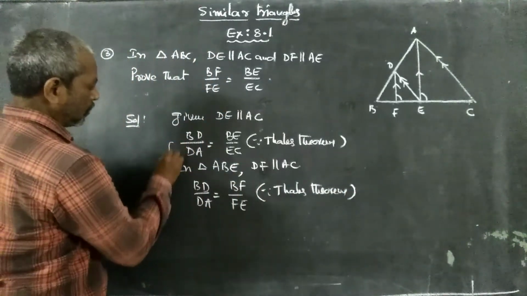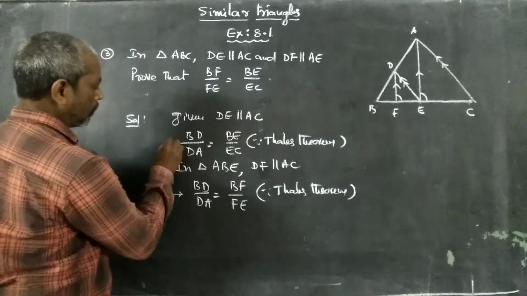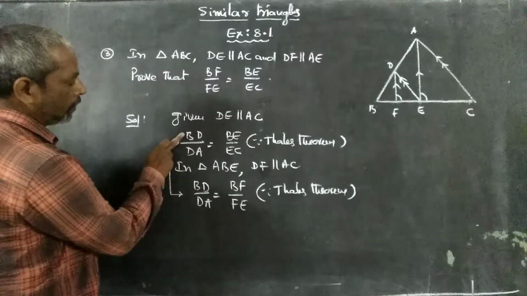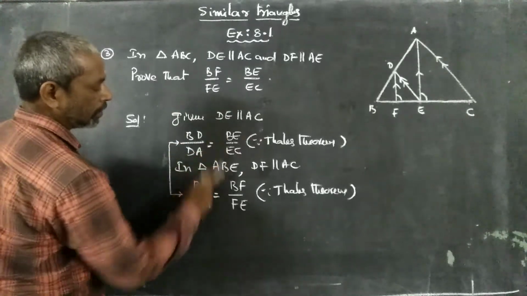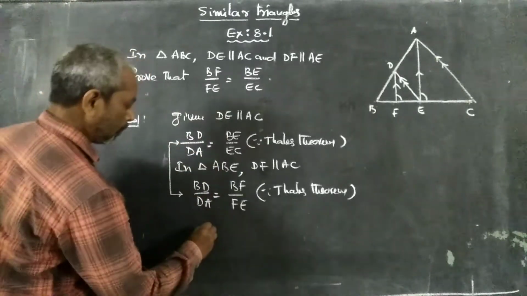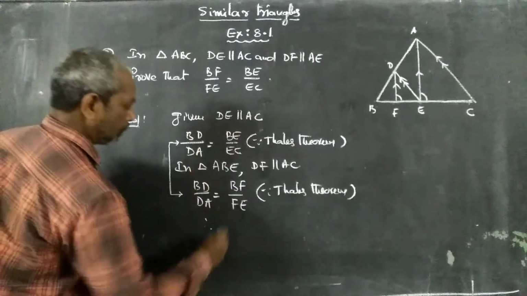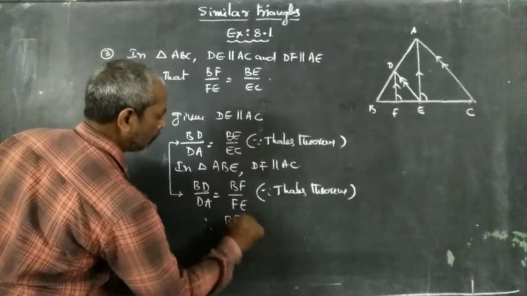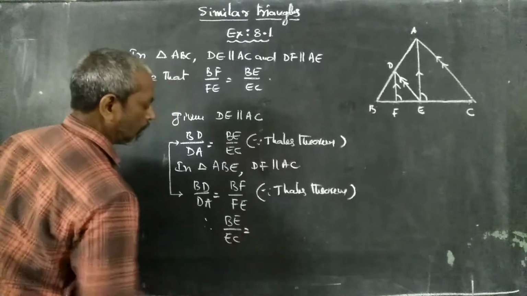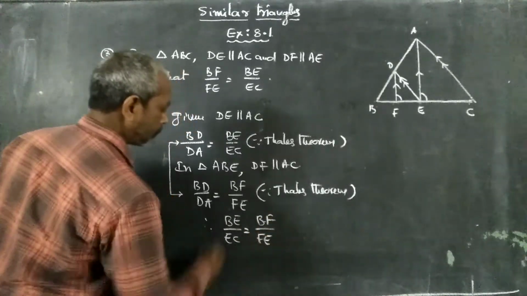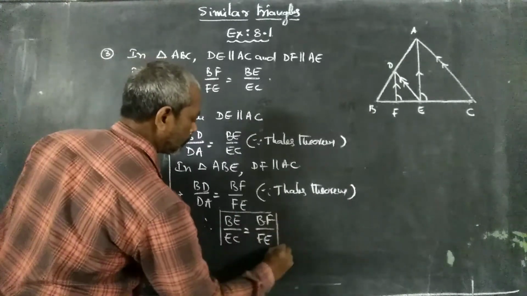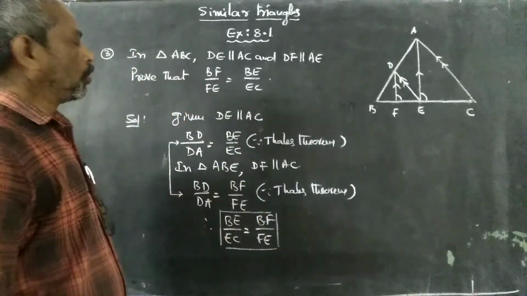Now, from these two equations, we observe LHS BD by DA is equal, therefore RHS is equal. Therefore, BE by EC is equal to BF by FE. Hence, proved.